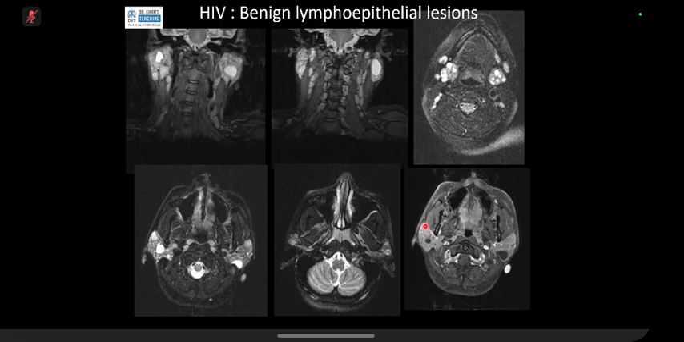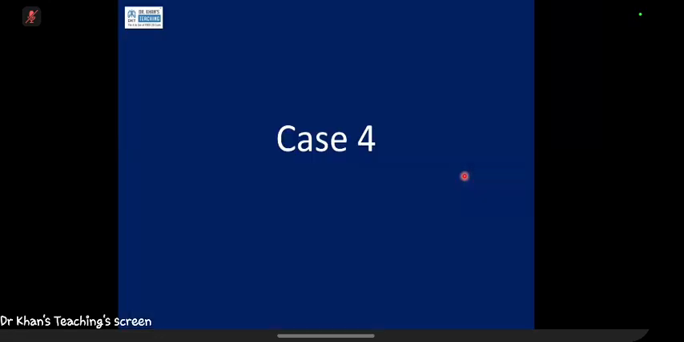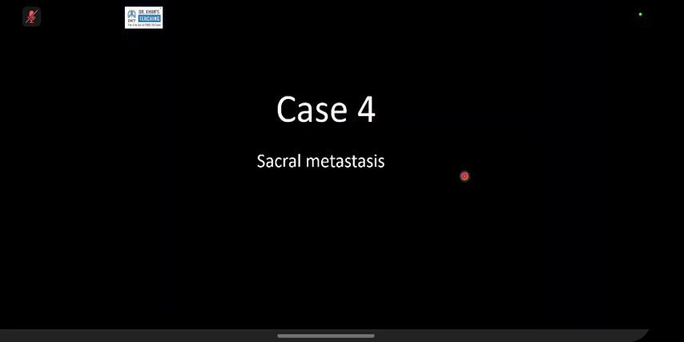Please remember that all of these patients do not need to have AIDS. They can be just HIV positive and have this entity. Key concept is that these are benign. I think that the candidate got it right as far as that concept is concerned.